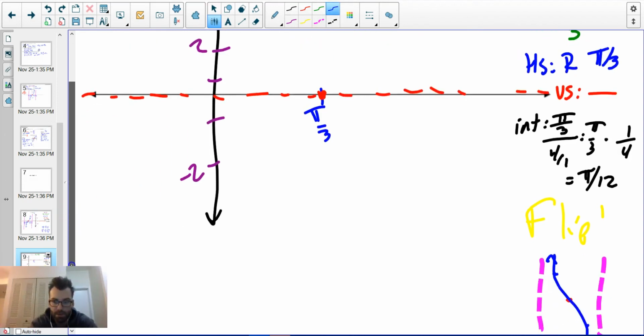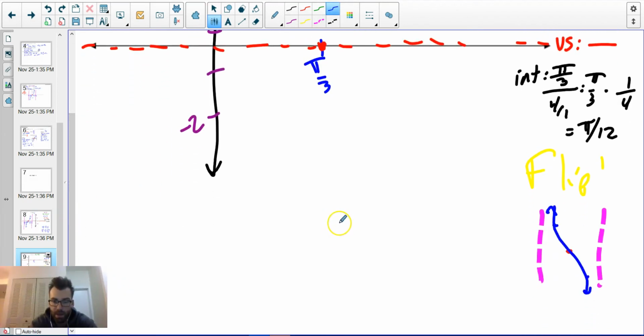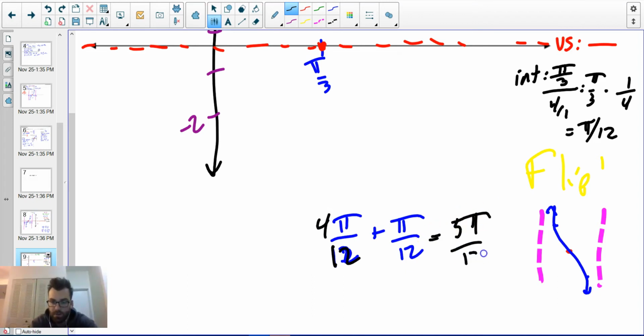All right, now my intervals are pi over 12. So I have pi over 3 plus pi over 12. Well, common denominator, I'm going to multiply this by 4 to make that 12, and I multiply the top by 4 as well. So my next tick mark will be 5 pi over 12. My next tick mark after that would be 6 pi over 12, which is pi over 2.